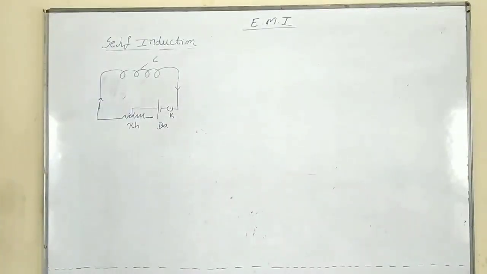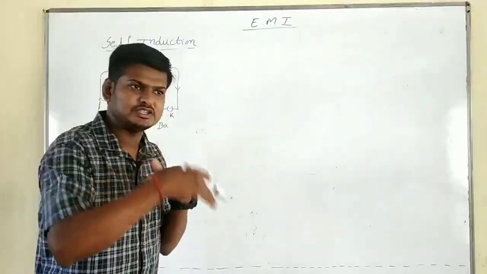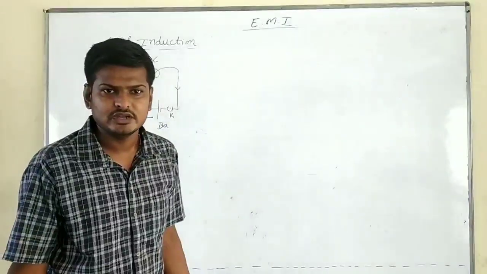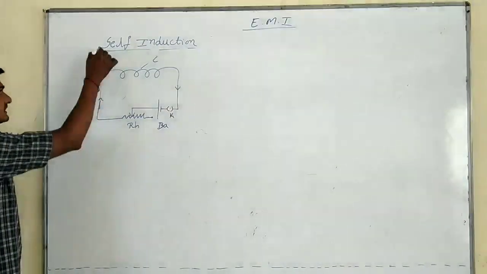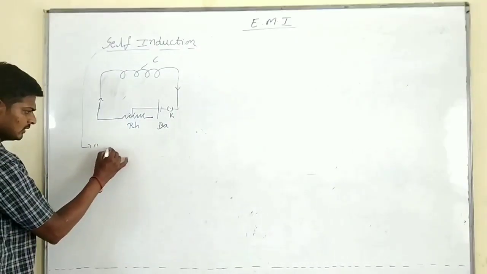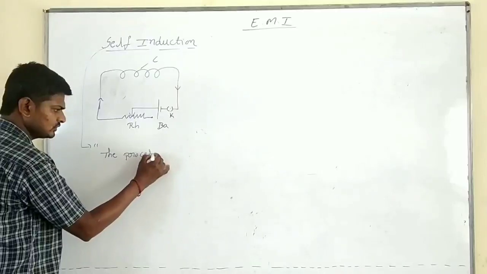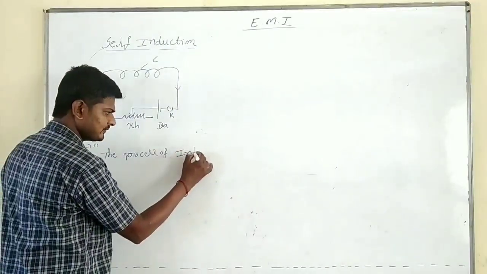In the same coil we induce the EMF by changing the current, both in the same coil. We call it self-induction. The definition we can write: what is meant by self-induction? We can define it as the process of inducing the EMF.